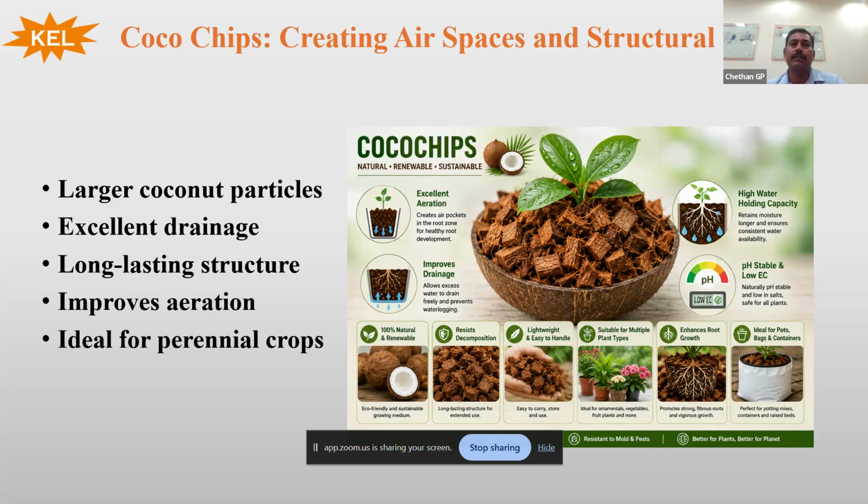Because of this characteristic, coco chips are commonly used for orchids, anthurium, and perennial crops. Excellent drainage for long-term root support. When blended with cocopeat, coco chips create a substrate that combines high water holding capacity with excellent aeration, allowing growers to customize the root environment according to the crop requirement.